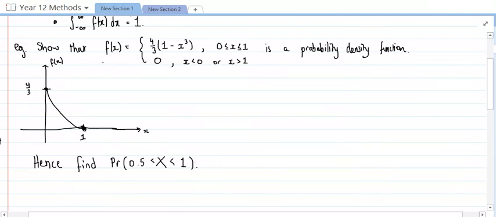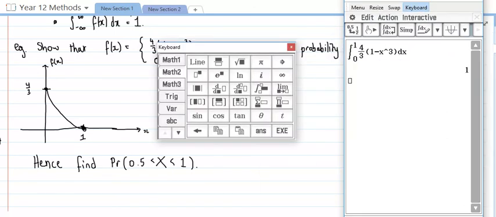So now I need to confirm that the integral between negative infinity and infinity is equal to 1. Well, I don't need to go all the way to infinity, because it's just 0 all the rest of the way along here, so there's not going to be any area under the graph. And likewise out here, there's not going to be any area under the graph because it's just running along the x-axis. So all I need to do is the integral between 0 and 1 of our function. I might just write that into the calculator. I've already done it here, and you can see that we've got the integral between 0 and 1 of that, and it is equal to 1.